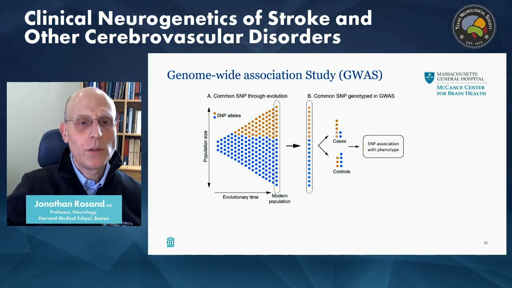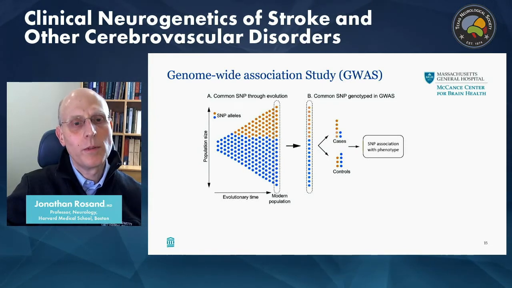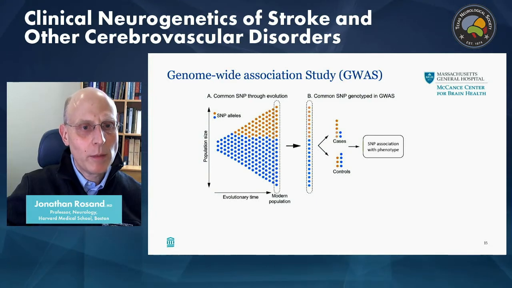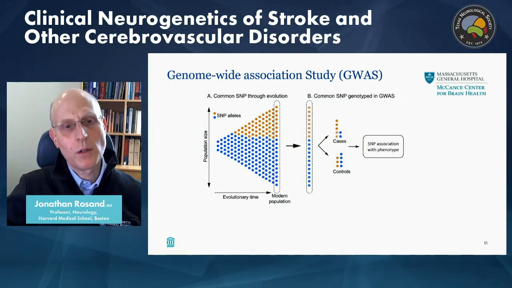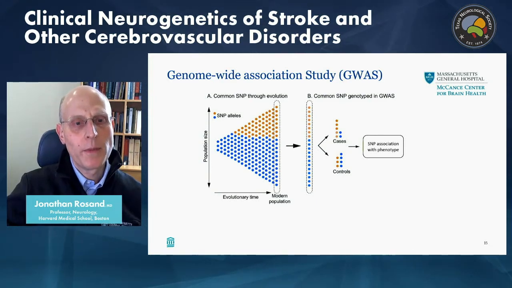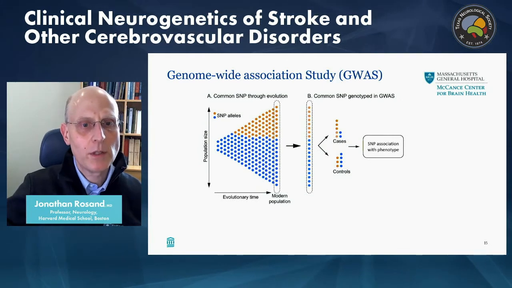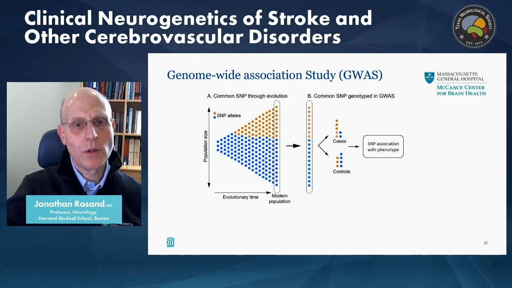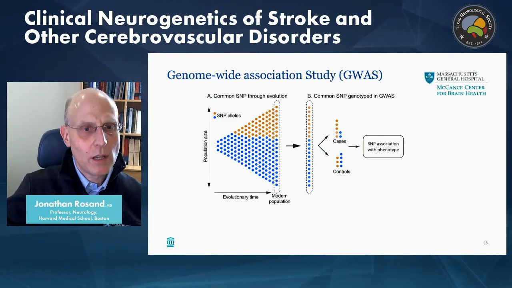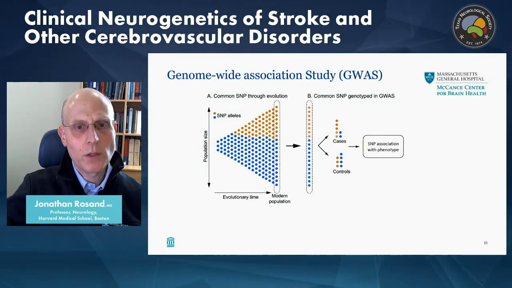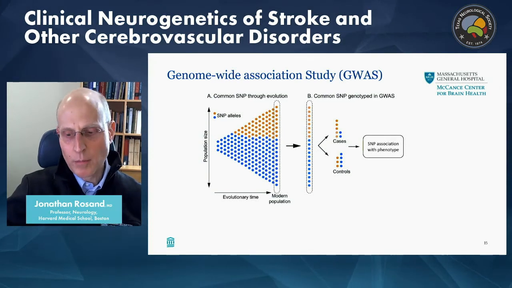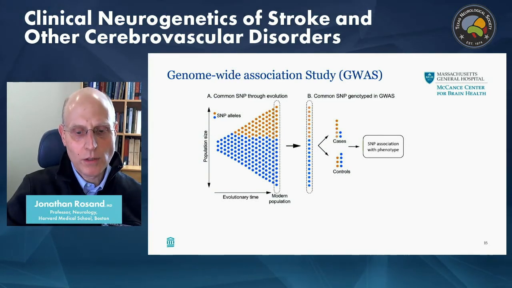Then once you get to being able to perform a GWAS, you look at the number of people who harbor the brown variant versus the number of people who don't, and you simply do a count. And if you find more of those brown variants in cases than controls, you make an assumption that the brown variant is associated with the phenotype that you're studying. Let's assume being a stroke case as opposed to a control.